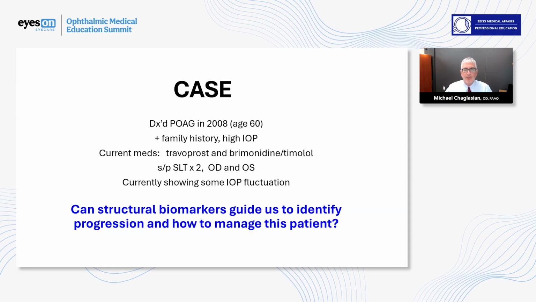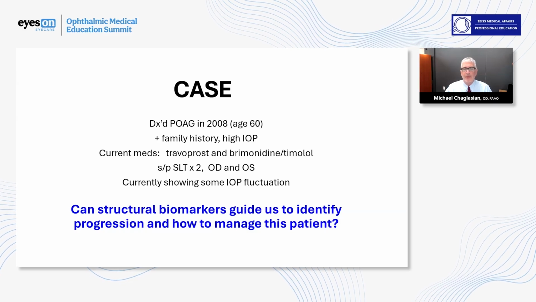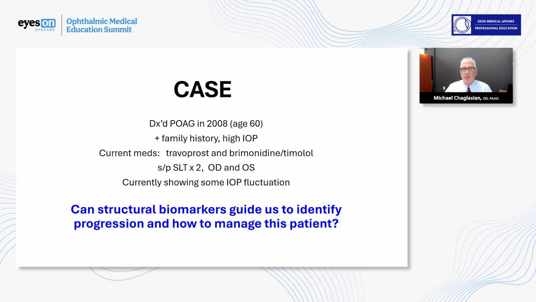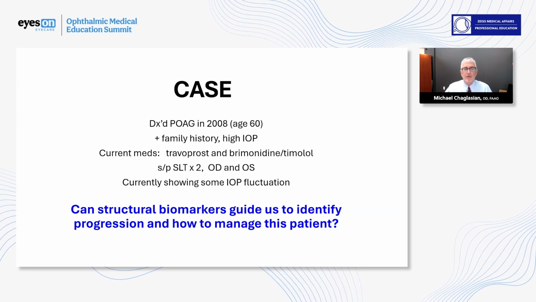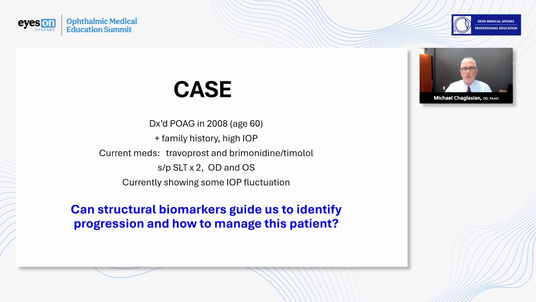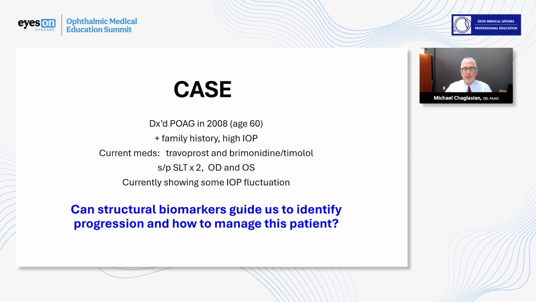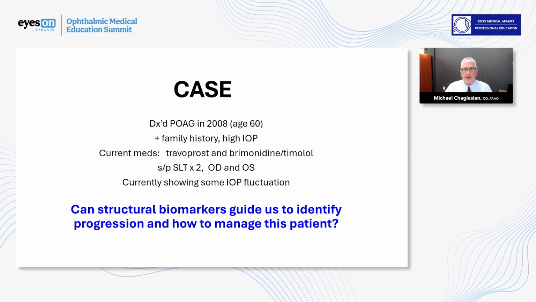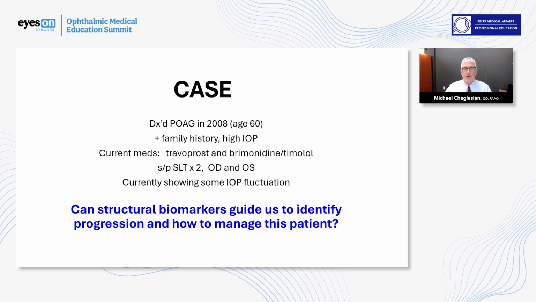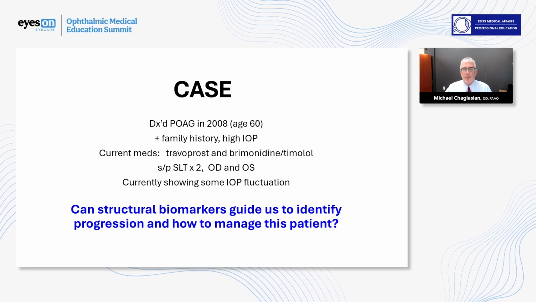change over time. This patient had a positive family history of glaucoma, had high eye pressure at diagnosis, and is currently being treated with travoprost and a combination of brimonidine and timolol. She's had 2 SLTs on each eye and currently has been showing some fluctuation in the eye pressure. And so, of course, the concern from a clinical standpoint is, is this patient progressing? Can I identify that accurately and confidently with the structural biomarkers that we look at in glaucoma? And does that guide my management for this patient?